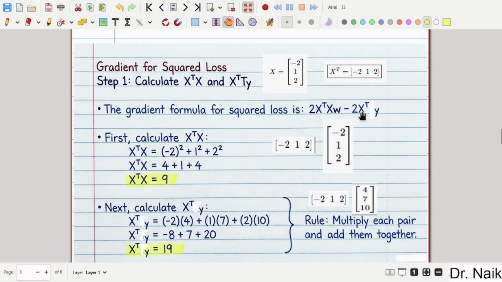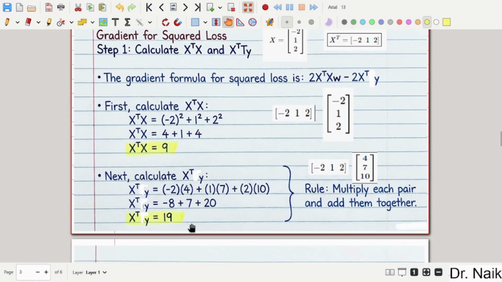Now calculate the x transpose y term. So row vector -2, 1, 2 multiplied by column vector 4, 7, 10. So this is our label vector y. -2 times 4 is -8, plus 1 into 7 is 7, plus 2 into 10 is 20. Therefore -8 plus 7 plus 20 is equal to 19. So x transpose y is 19.